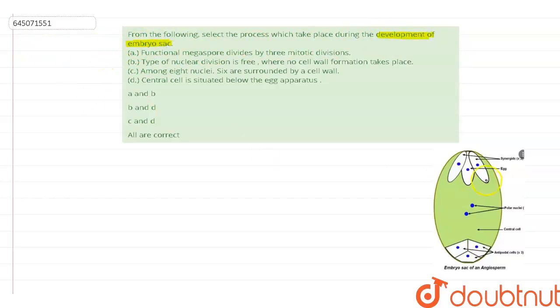Now, if you talk about the embryo sac which is given in this picture, what is the embryo sac? It's a female gametophyte which is present in the ovules of angiosperms, which are the flowering plants. And how are they formed? They are formed when the haploid megaspore nucleus divides. It possesses 2 haploid nuclei and 6 haploid cells which do not have cell walls.